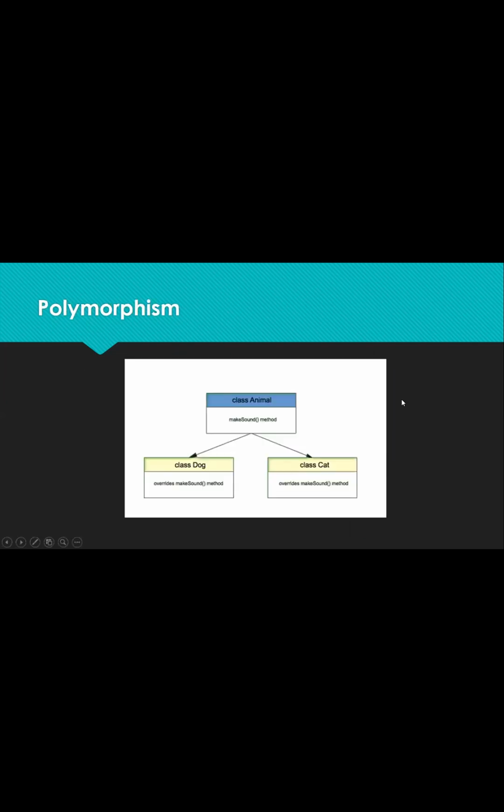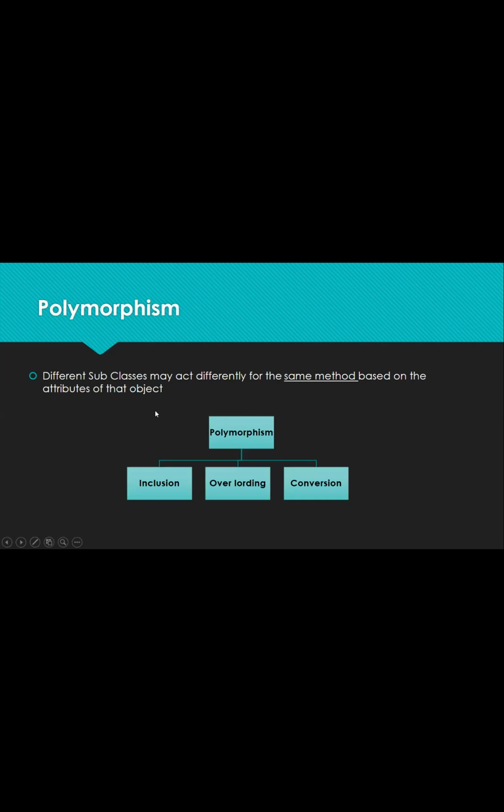Polymorphism: different subclasses may act differently for the same method based on the attributes of that object. Polymorphism has overloading and overriding. We'll discuss about it. Now see, polymorphism, inclusion, overloading, conversions, there are three.